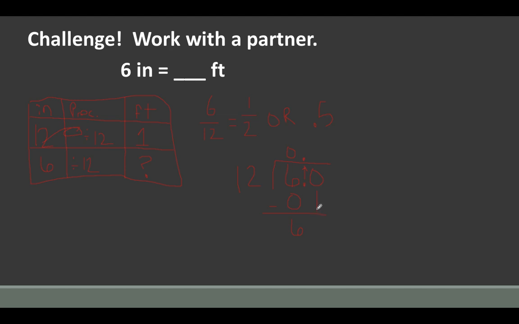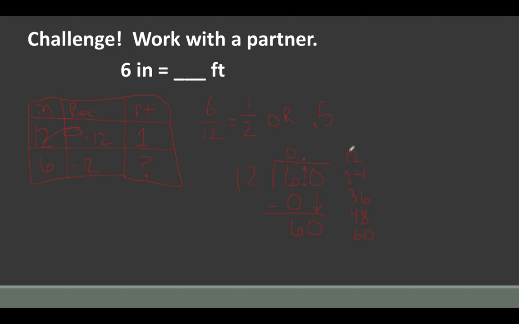We bring down the 0 that we added. And 12 fits into 65 times because 12 times 1 is 12, 12 times 2 is 24, times 3 is 36, times 4 is 48, and times 5 is 60.